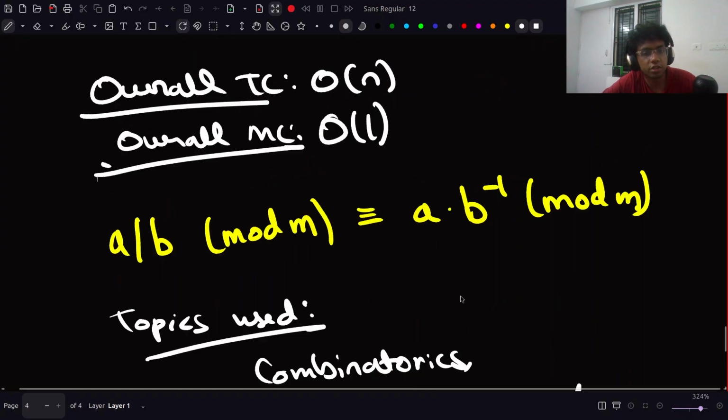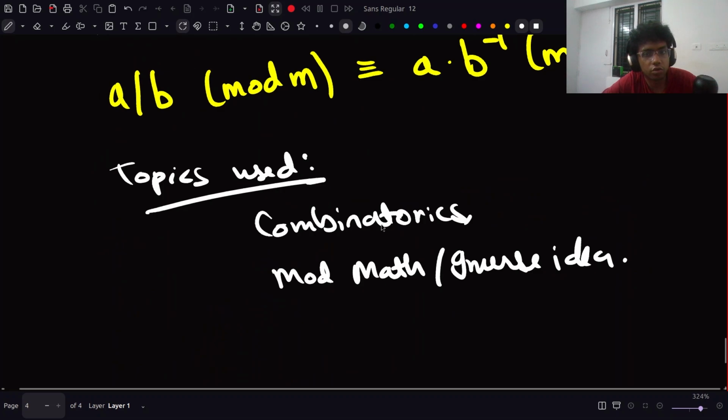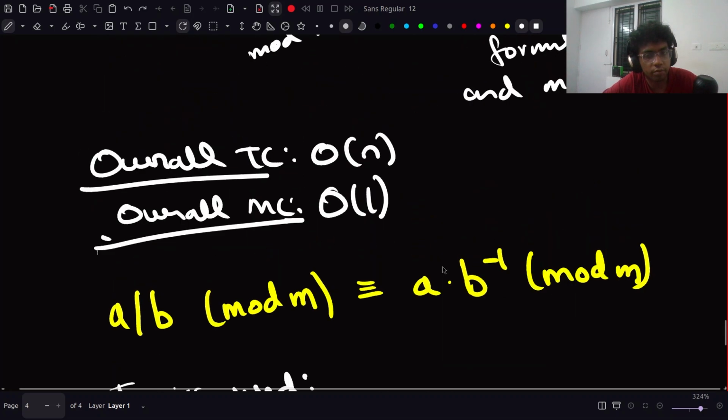Pretty straightforward question, not much to comment. If you couldn't get it, then practice more combinatorics and more modular inverse operations. And yeah, that's about it.